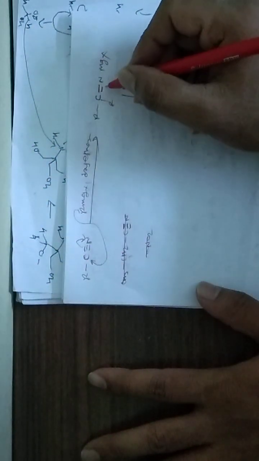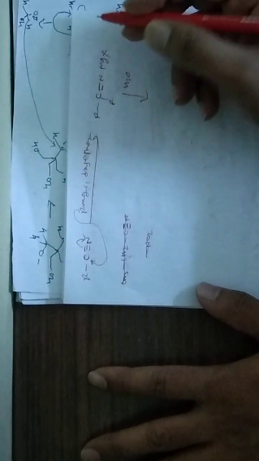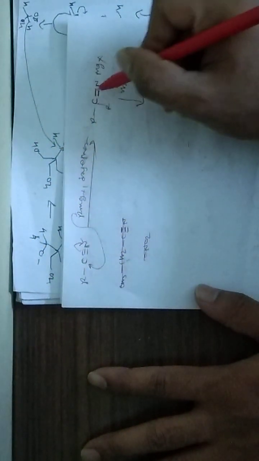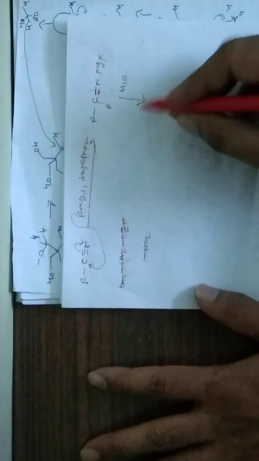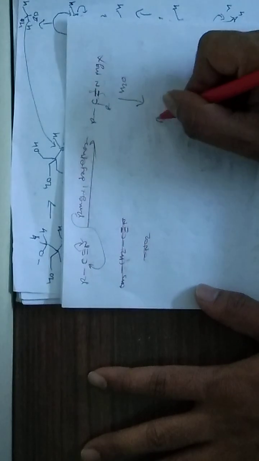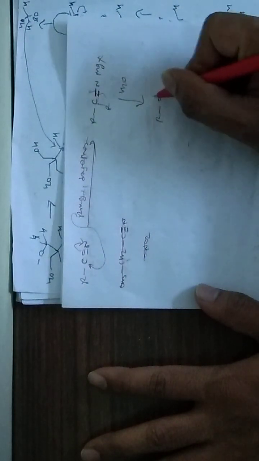This looks like what? Imine formation. We have already seen in a previous video that hydrolysis of imine forms what? Ketone. Obviously, two bonds will be replaced by oxygen. So what will form? R-C double bond O. Let me explain the mechanism of that.